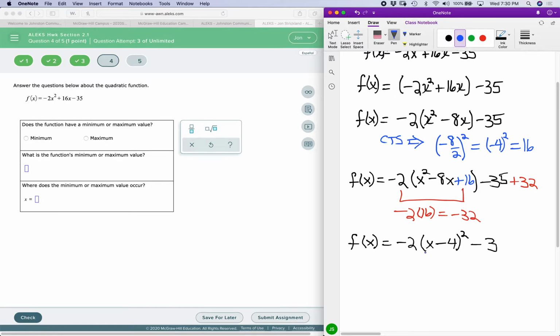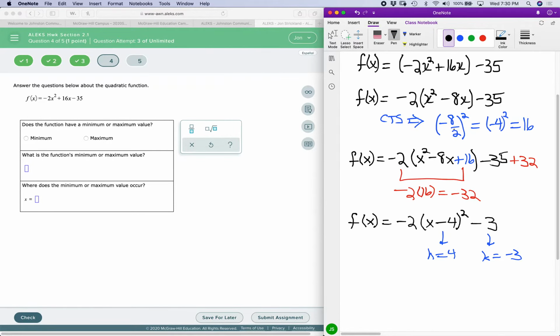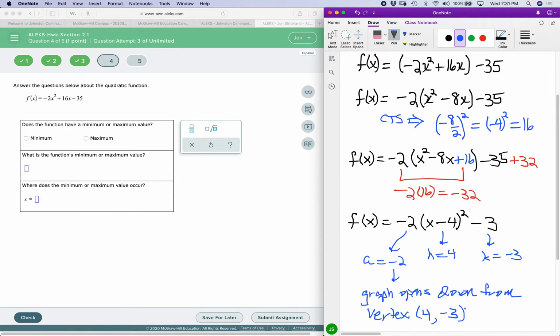The vertex has an h value of 4 and a k value of negative 3. The coefficient a is negative 2, and because we have a negative sign, the graph opens down from the vertex. The vertex, which is (h, k), is (4, negative 3). Because it's opening down from the vertex, the vertex is the top point, so this is the maximum location. So does the function have a minimum or maximum value? In this case, it has a maximum.